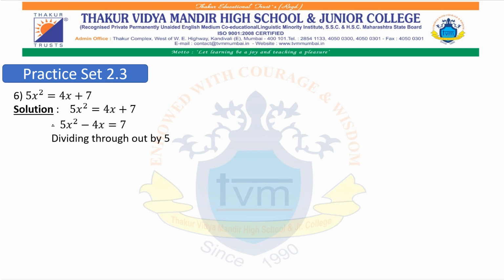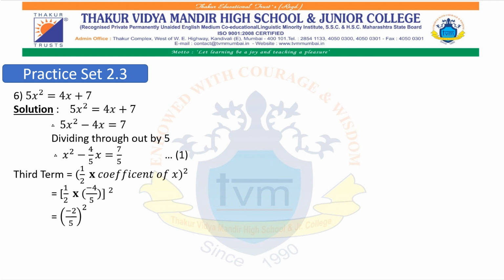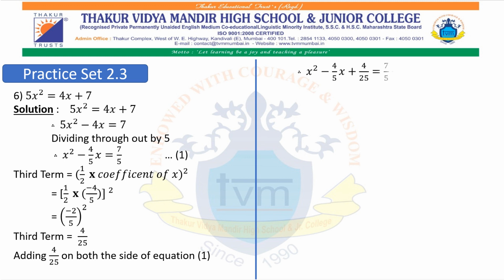dividing throughout by 5, and we will get x square minus 4 upon 5x equals to 7 upon 5, and this equation we will mark as 1. Now we will find out the third term of this equation, which will be 4 upon 25. Now adding 4 upon 25 on both the hand sides of equation 1, what we will get? We will get x square minus 4 upon 5x plus 4 upon 25 equals to 7 upon 5 plus 4 upon 25. On the left hand side, we got x square minus 4 upon 5x plus 4 upon 25, which is a whole square of x minus 2 upon 5.